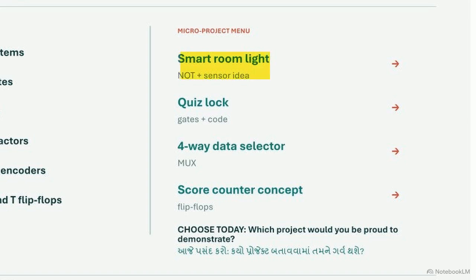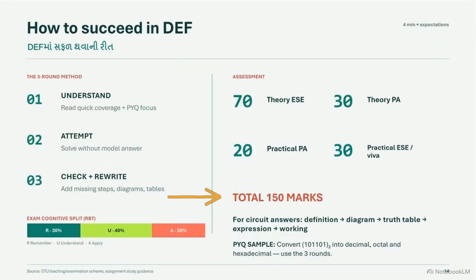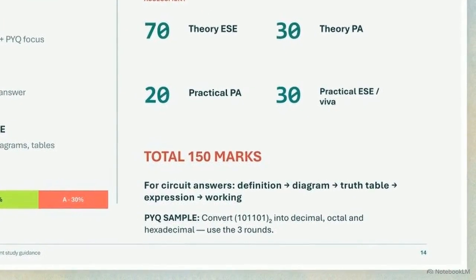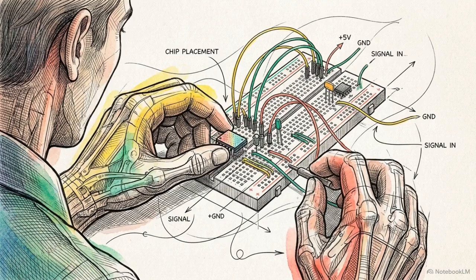This slide breaks down the 150-mark assessment. Manage it using the 3-round method. Understand concepts, attempt problems blindly, then rewrite missing steps. For a perfect exam response, follow the structural formula at the bottom: definition, diagram, truth table, expression, and finally the working steps. When you enter the lab, you are adopting the mindset of an engineer.